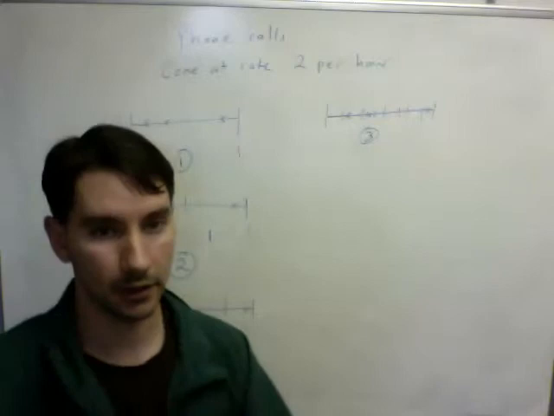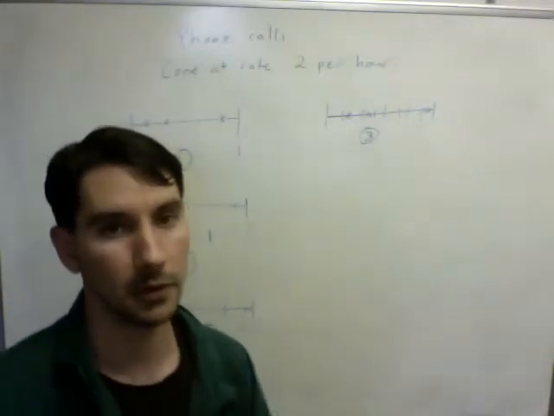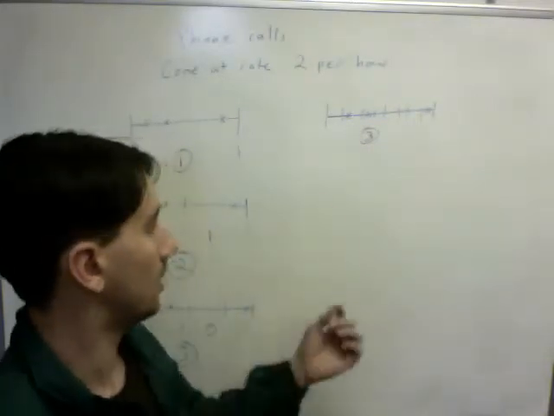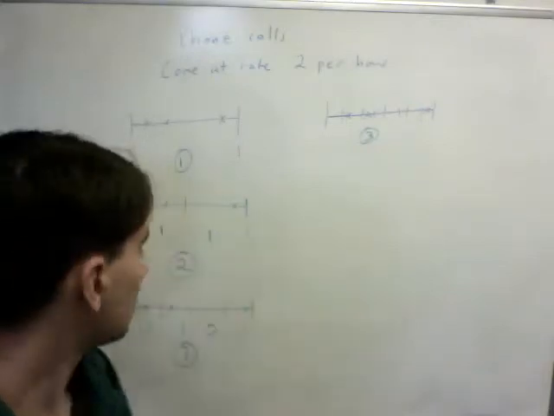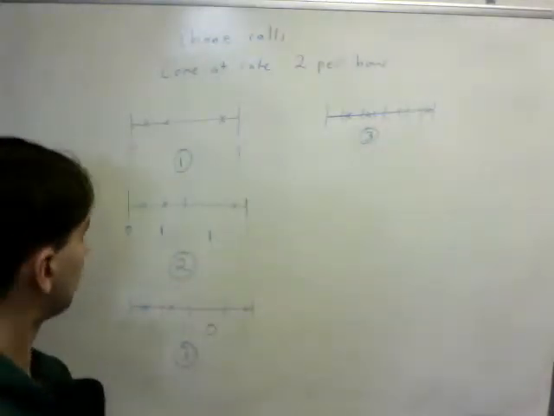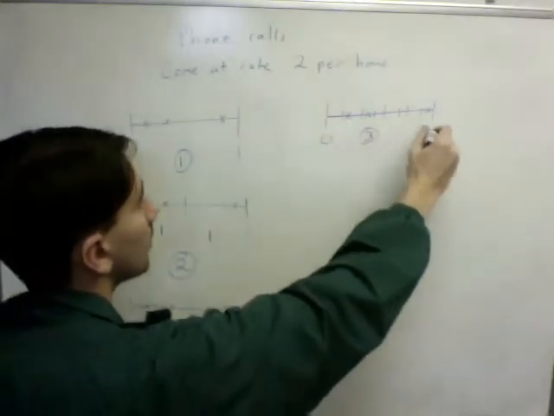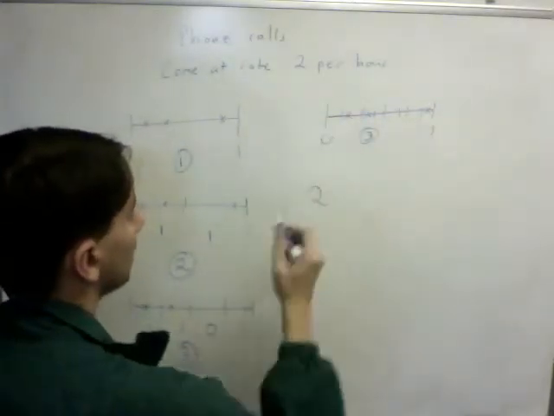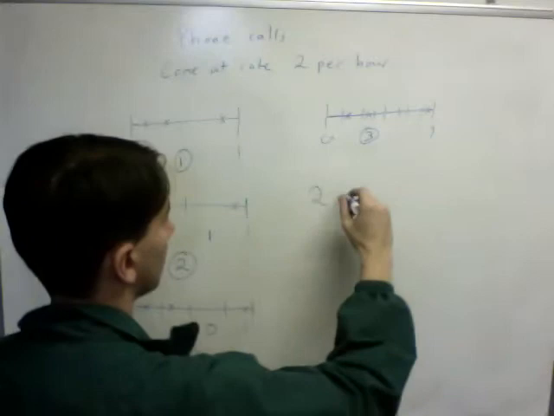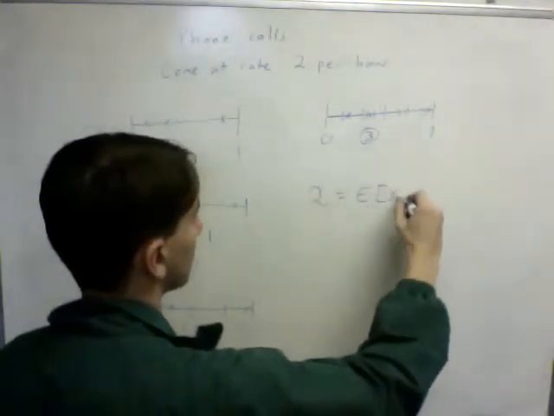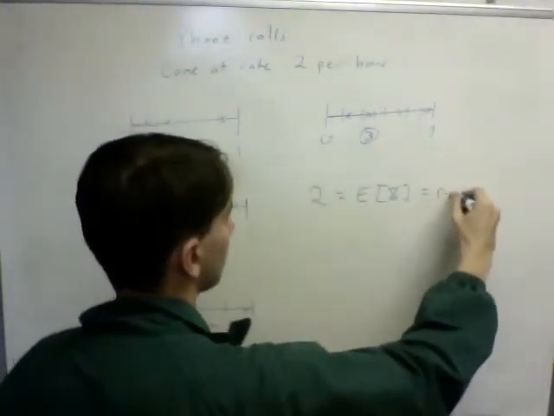But if I want it to be as accurate as possible, what we would have to do is continue chopping and chopping into smaller and smaller intervals. That's the only way we can make sure we got all the phone calls. So if they're coming at a rate of 2 per hour, in 1 hour we should expect 2. So the expected value of X is 2. And this is equal to n times p.